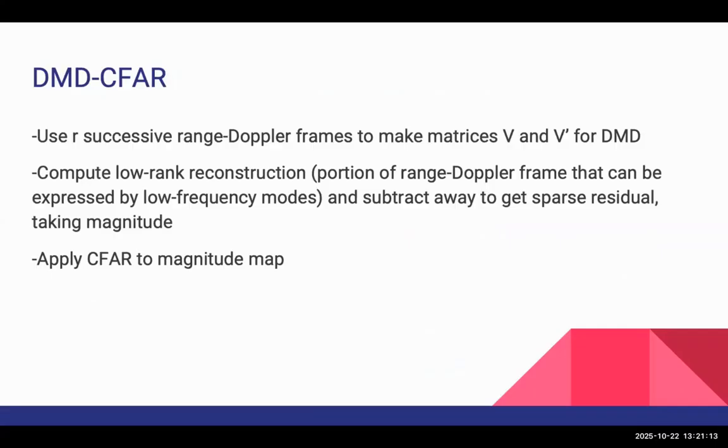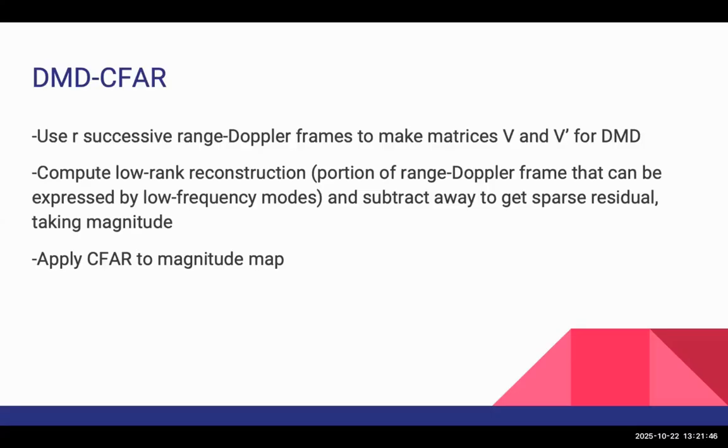What we do is we take a certain number of successive range Doppler frames, call that R, and we use those to make these matrices V and V prime that you saw in the dynamic mode decomposition on the previous slide. So we're taking a huge amount of data, several frames that might have 1,000 by 1,000 cells in each frame. And we're making these giant vectors, and those are the vectors V and V prime. Then we're trying to figure out the linear operator that approximately describes the transition between these vectors.